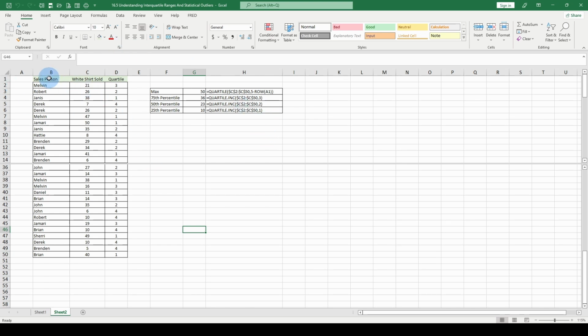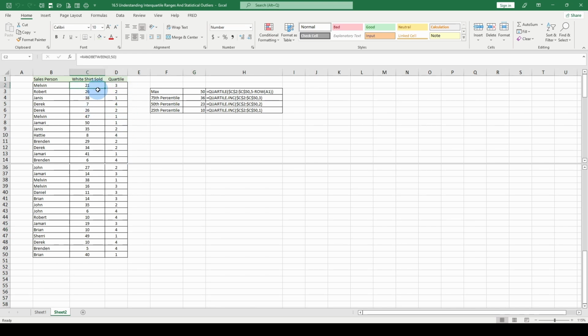Here we have salespeople that have sold white shirts over a period of time. What we want to do is say, well, who's in what percentile? You can see we have the max, 75th percentile, 50th percentile, and 25th percentile. And what we do is we can rank the individual as to their sales day. Where do they rank? We could sort this.